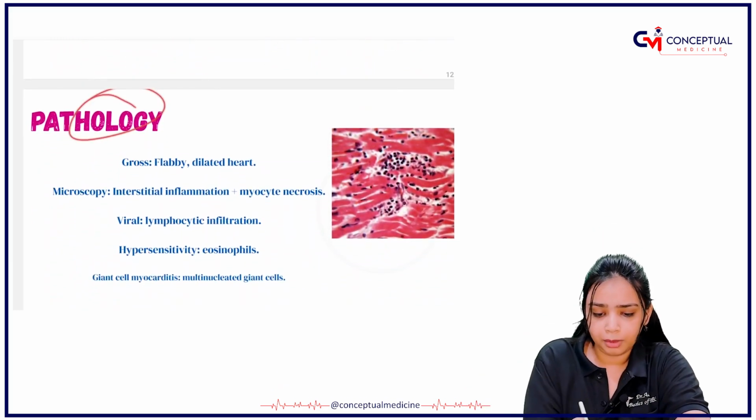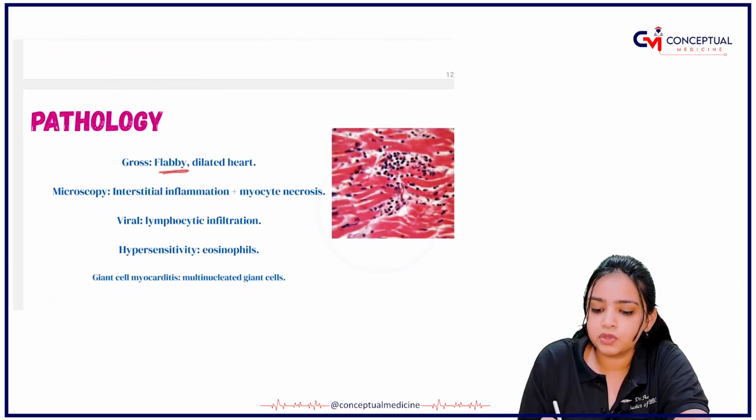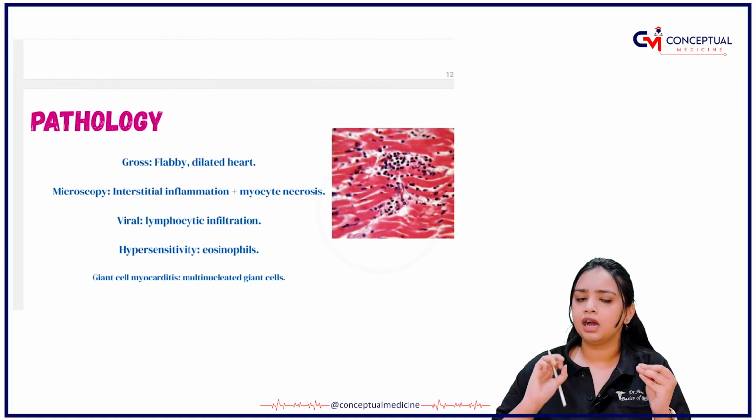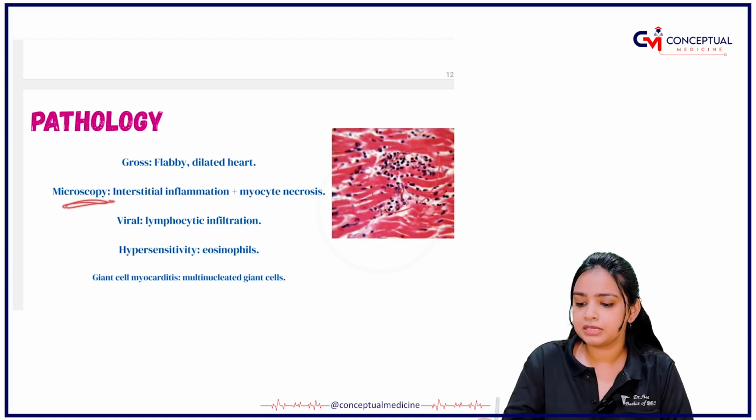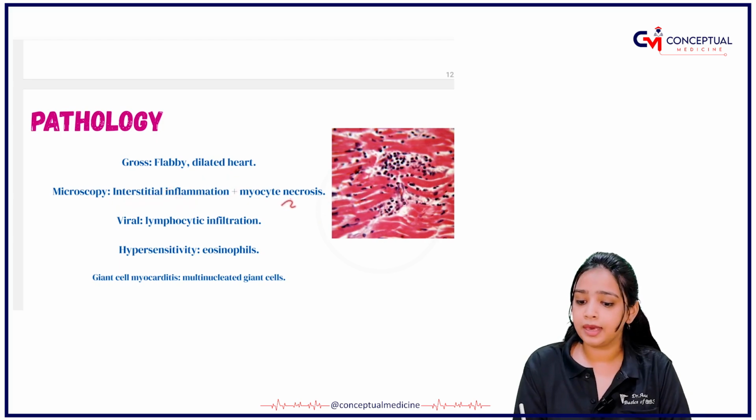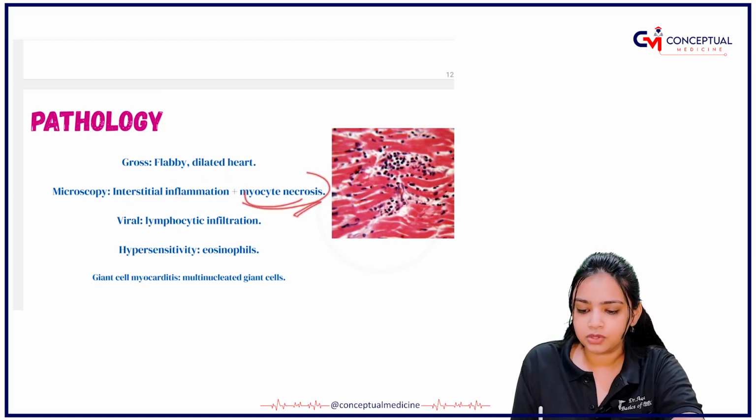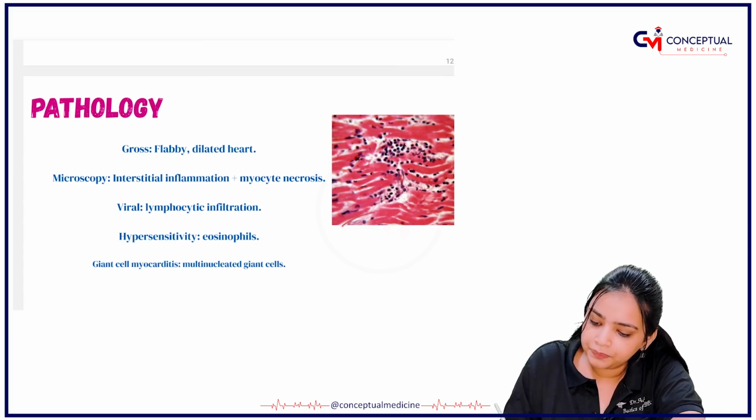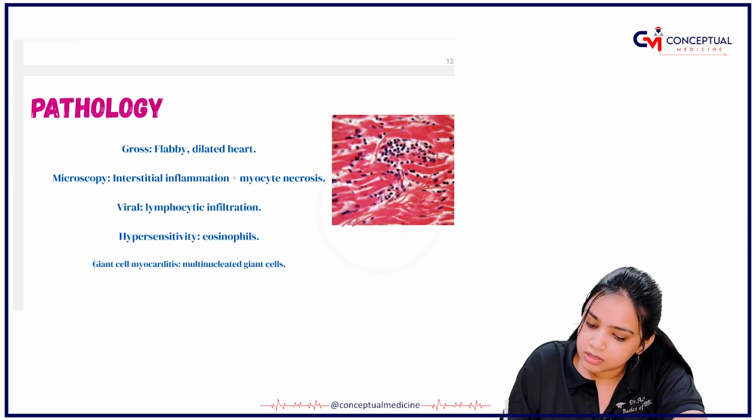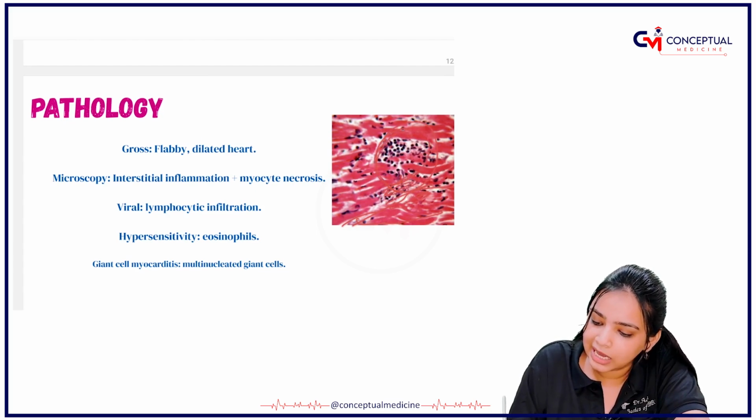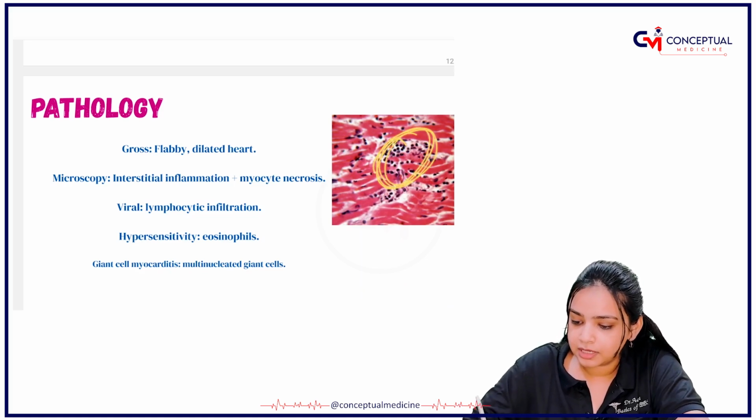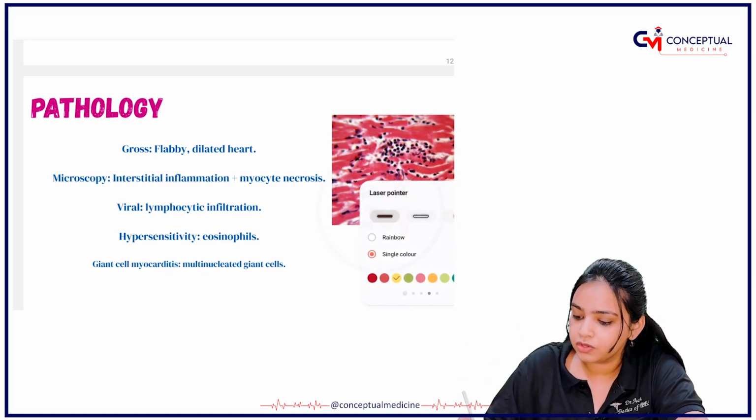Next, let's talk about the pathology. In pathology, you will be able to see the flabby and dilated heart. There will be a flabby and dilated heart which you will be able to see in the microscopy. See this microscopic figure. You are able to see interstitial inflammation is there along with the myocyte necrosis. See, here you are able to see this. These are basically the interstitial inflammation which has occurred.